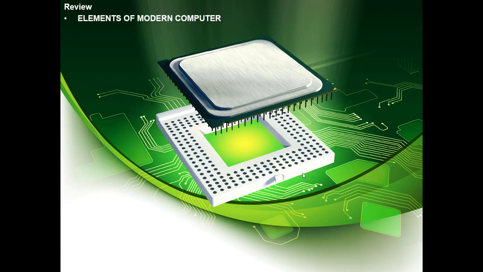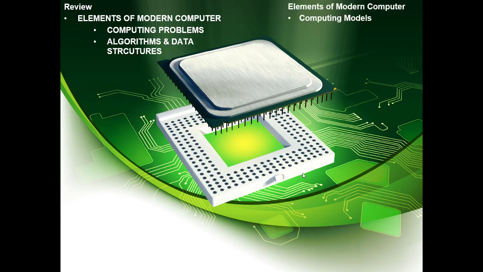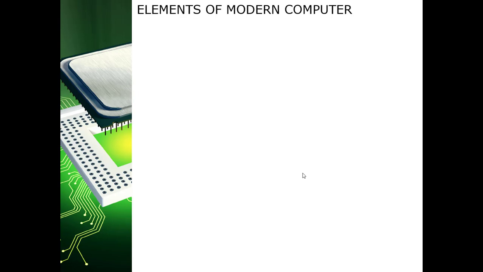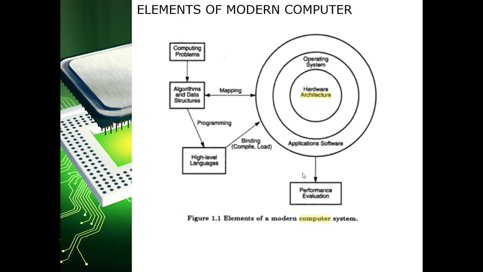There, under the elements of modern computer, we discussed computing problems, algorithms and data structures. I even displayed a diagram of the elements of modern computers. This diagram explains three things. The concepts shown in boxes are the real world entities, and the things within the circles are the components of computers.